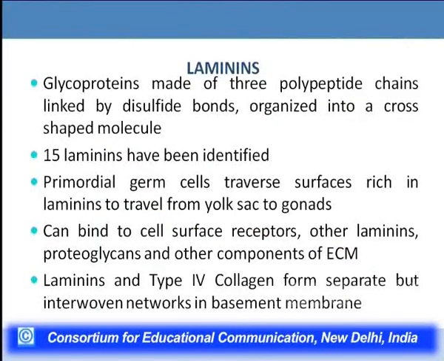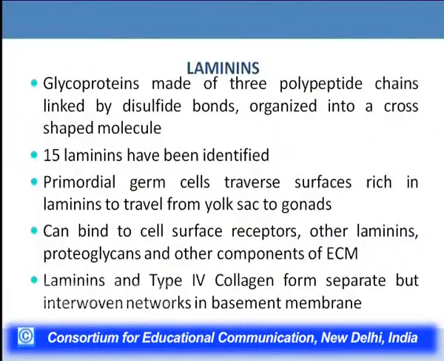Now another moiety which is present in the extracellular matrix is laminin. Laminin again is a type of glycoprotein, and it is made up of 3 polypeptide chains which are joined together by disulfide bonds, and they are arranged together in a cross-shaped molecule. About 15 laminins have been identified in eukaryotic organisms, and they play various roles apart from binding to components of ECM. They also play a role in guiding specific cells to specific destinations.